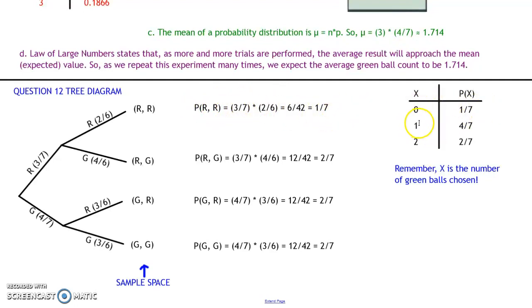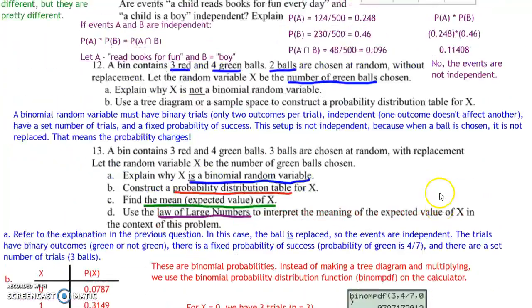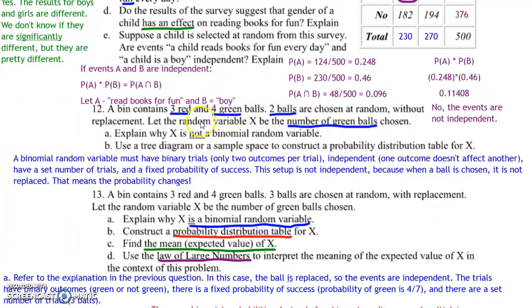In order to get one green ball, you could either do red and green, which is 2 out of 7, or you could do green and red, which is also 2 out of 7. So these two outcomes, I guess they are probabilities also, added together is 4 out of 7. And then the probability of getting 2 greens is 2 out of 7. Well, X equals 2 means the number of green balls, and that's what it said in the problem. It said the random variable is the number of green balls chosen.